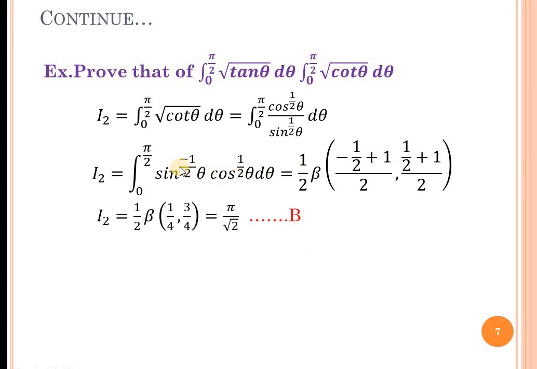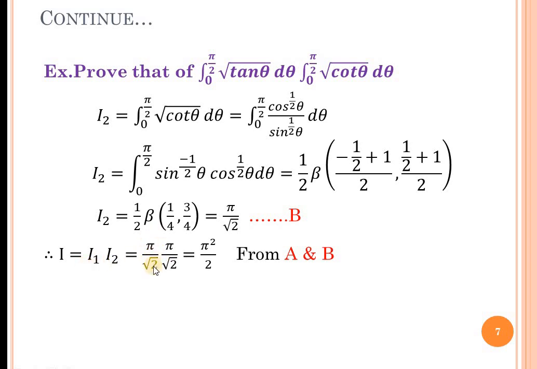Again we use that property: the integration of sine raised to p theta cos raised to q theta d theta is 1 by 2 times beta of p plus 1 by 2 comma q plus 1 by 2. Here p becomes minus half and q is 1 by 2. So this value is 1 by 2 times beta of 1 by 4 comma 3 by 4, and we already proved in the previous slide that the value of this is pi upon root 2. So you can refer to the previous slide for this value.